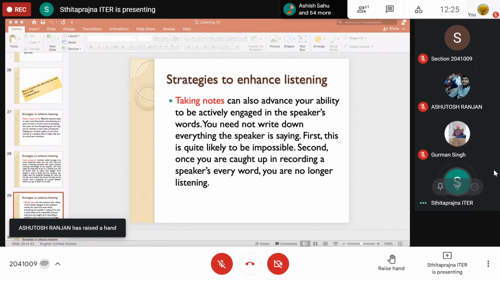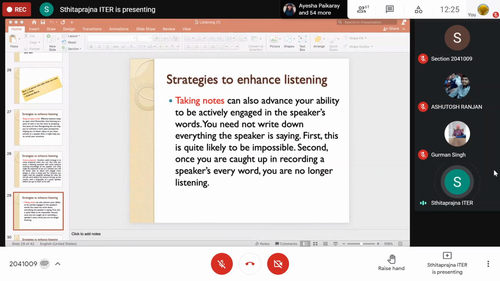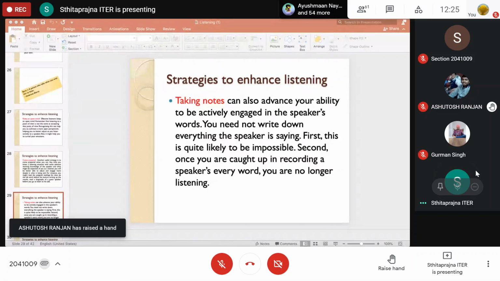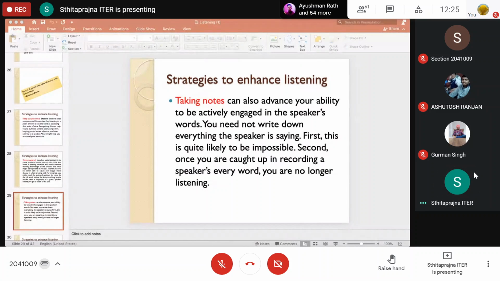So you don't find... yeah, Satosh Ranjan, why have you raised a hand? So you don't really, when you peel an onion. Yeah, Satosh, you want to say something? No, ma'am, by mistake. Okay.